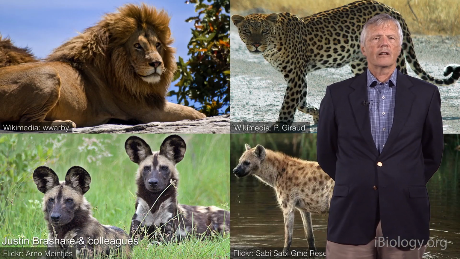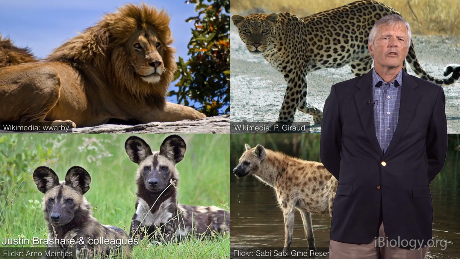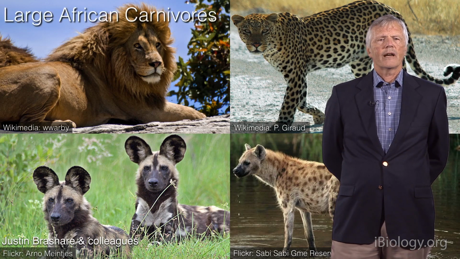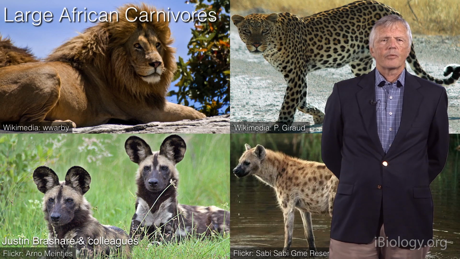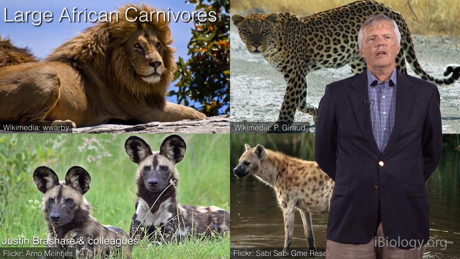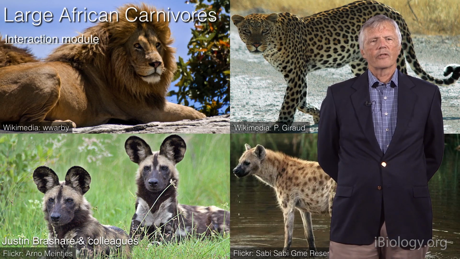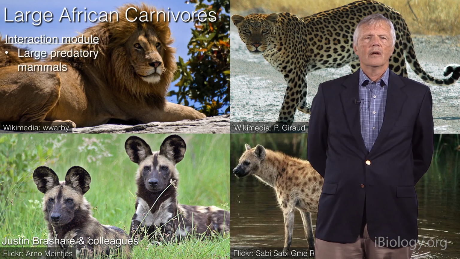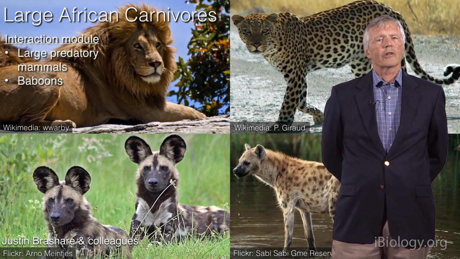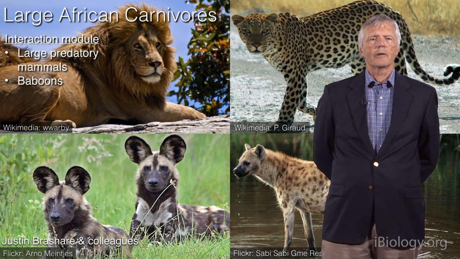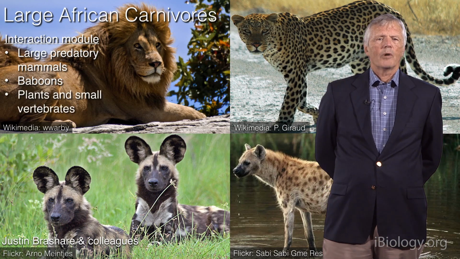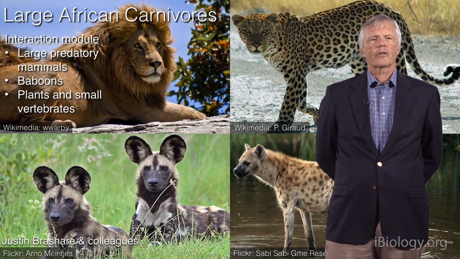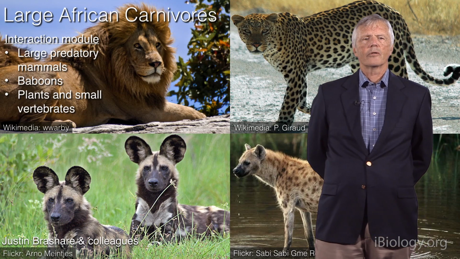I'm going to go to Africa, to tropical Africa, and we're going to look at what is known about large carnivores in that system. In this particular system, the modules of the food web that we're interested in are large predatory mammals, baboons, which are actually preyed upon by some of these large predatory mammals, plants and small vertebrates, which are consumed by baboons, and then various other parts of the system that are linked to plants and small vertebrates.